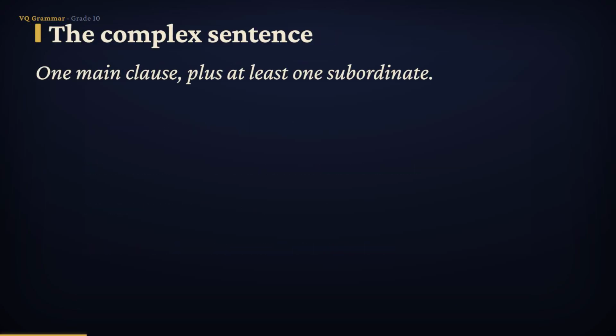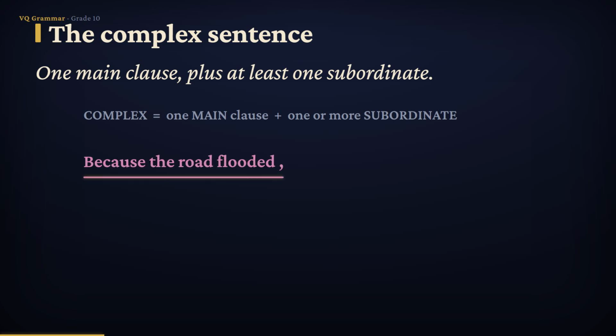Here is the first new shape. A complex sentence contains one main clause and one or more subordinate clauses. Look at the example and notice I've put each clause on its own line so you can see them separately. Line 1, because the road flooded. That's a subordinate clause. It has a subject, road, and a verb, flooded. But that opening word because leaves you hanging. Say it out loud and stop there. You'd be waiting for the rest.